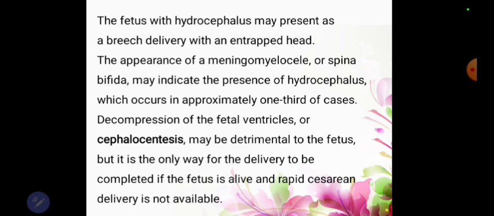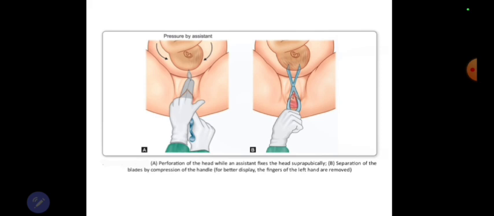Destructive maneuvers are always for a dead fetus, except for hydrocephalus, regardless of viability, alive or not. Cephalocentesis is an option. It can be done abdominally by needle aspiration or vaginally by perforation of the head. This is the image.